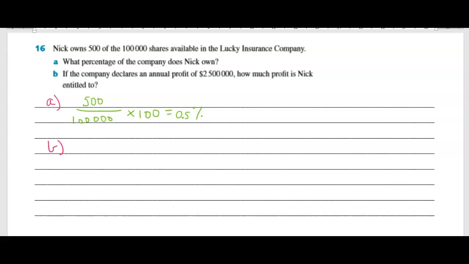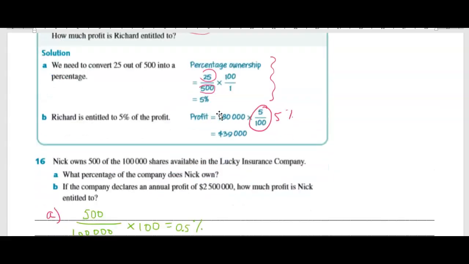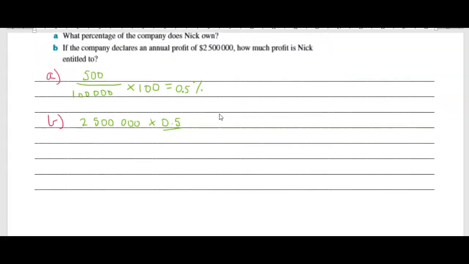All right, question B. If the company declares an annual profit of $2,500,000, how much profit is Nick entitled to? So the profit, $2,500,000 times 0.5 over 100. So he is entitled to $12,500.